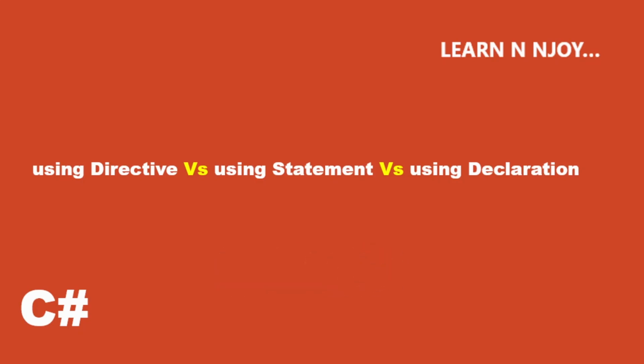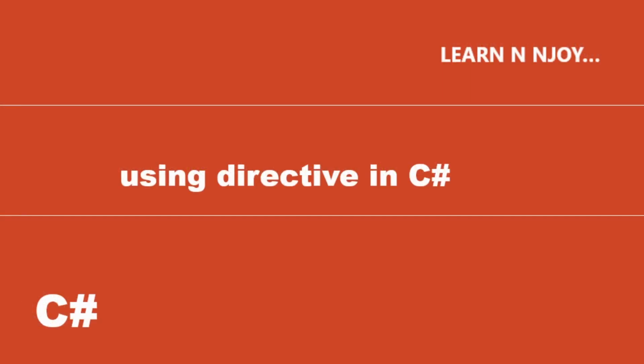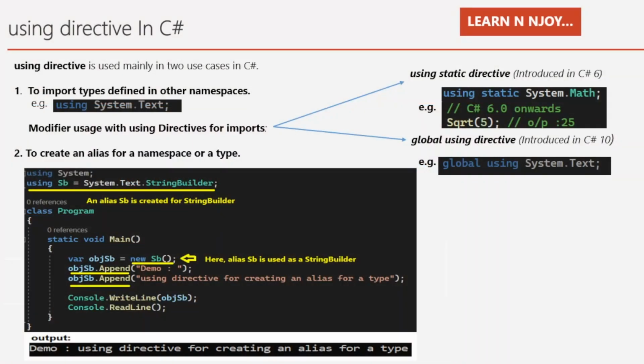Okay, without any further delay, let's get started. Using directive in C Sharp. The using directive is used mainly in two use cases in C Sharp. Number one, to import types defined in another namespace.